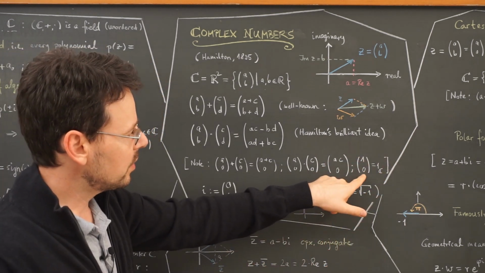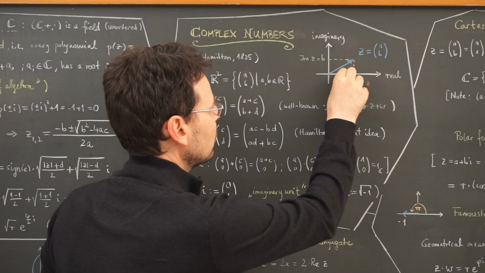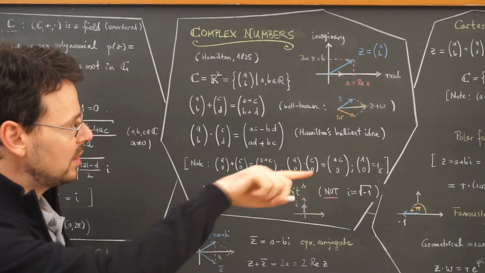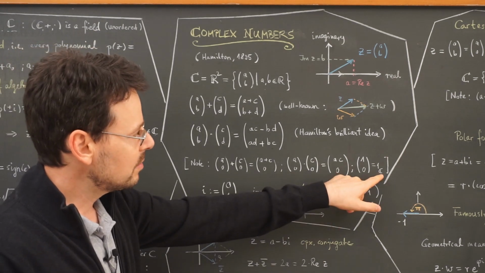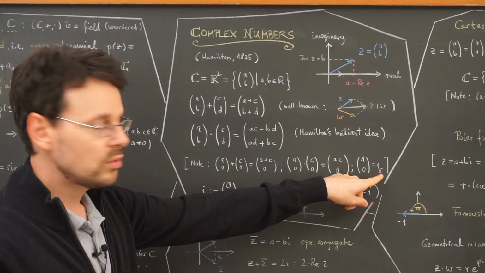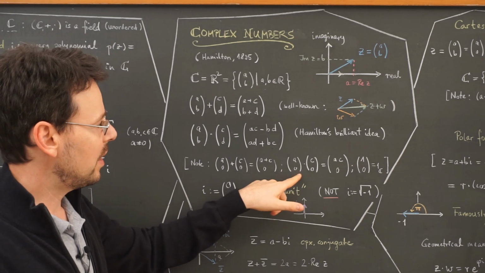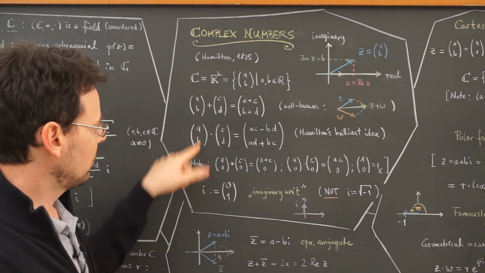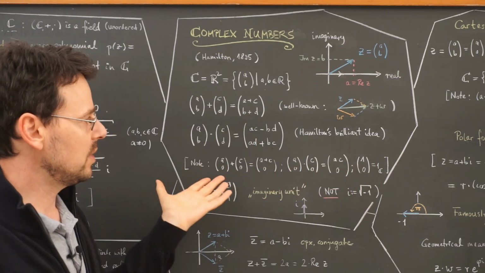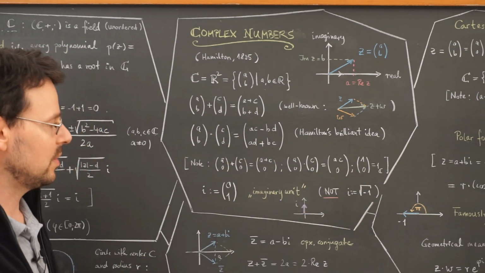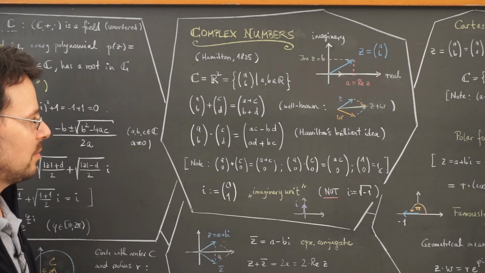And very important, this vector here, (1, 0), the vector pointing in the positive real direction with length 1, is the multiplicative neutral element, because if I multiply any vector (A, B) with this, the result will be (A, B). Please check this to familiarize yourself with this multiplication.